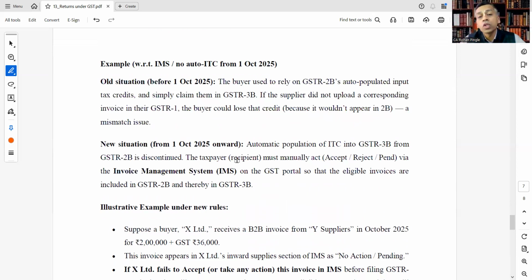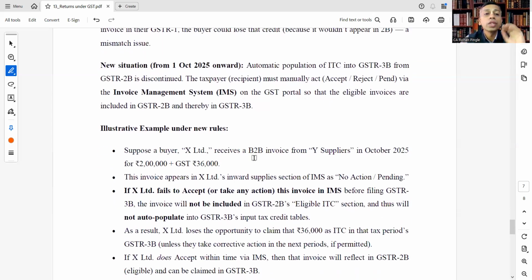New situation from 1st October 2025. Automatic population of ITC into 3B from 2B is discontinued. The taxpayer, that is the recipient, must manually act, that is accept, reject, or keep pending via IMS on the GST portal, so that the eligible invoices are included in 2B and thereby in GSTR-3B.